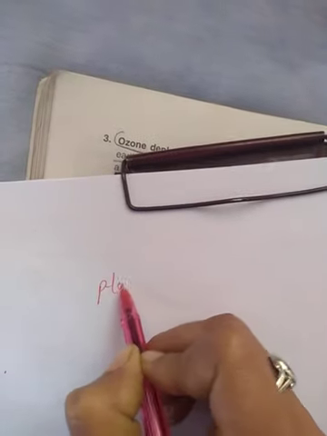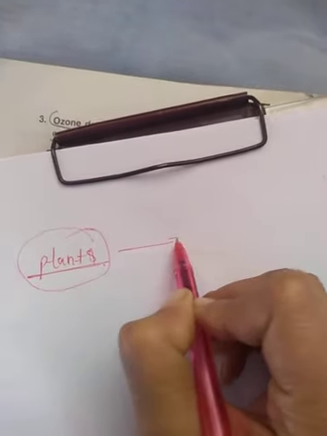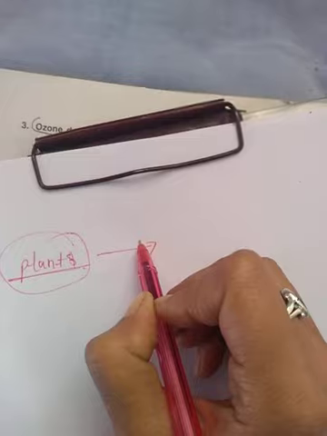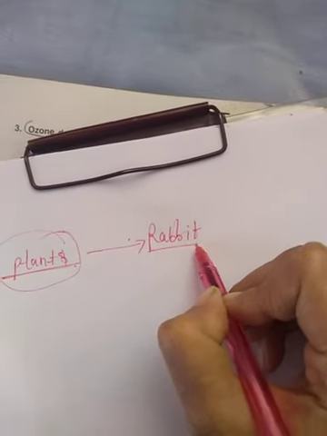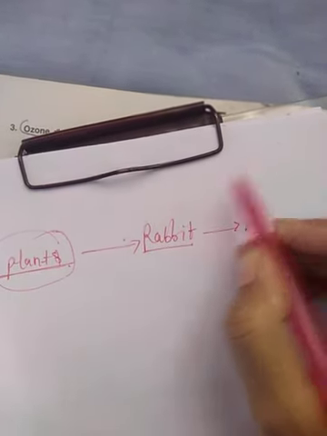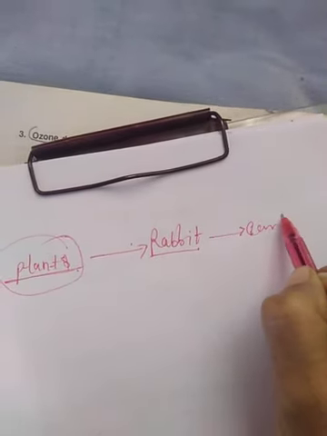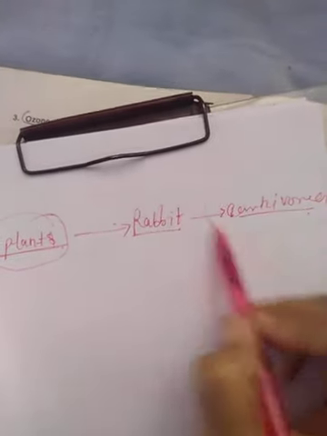For example, plants will occupy the first place. They are called the autotrophs, as they prepare their own food. Then, second, they are eaten by the rabbit. Rabbit means a herbivorous animal. Rabbits will be eaten by the next, any carnivore. So many animals are there.